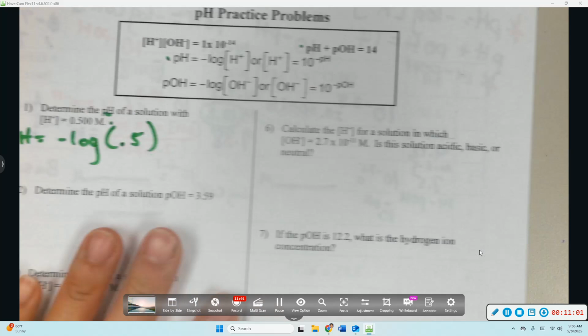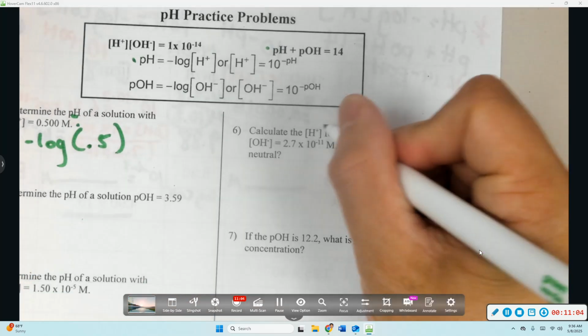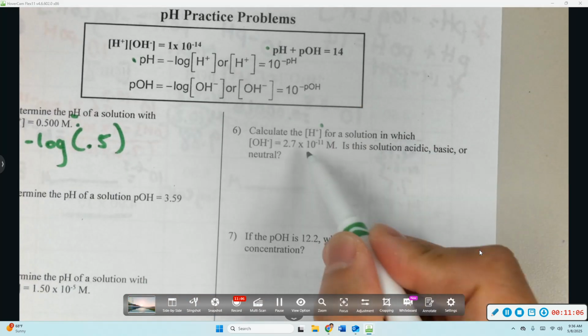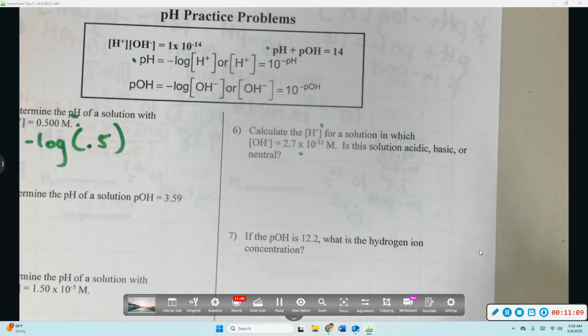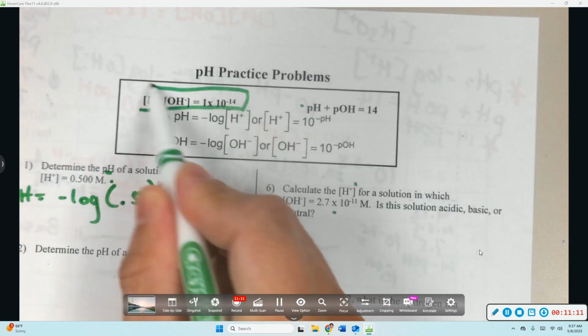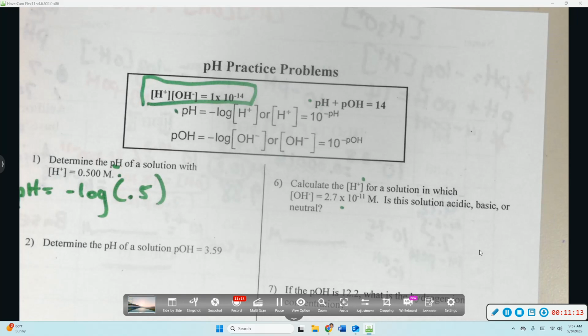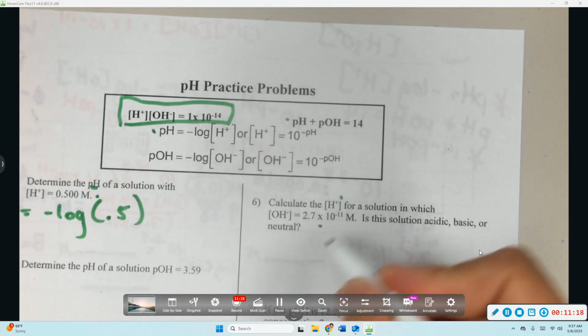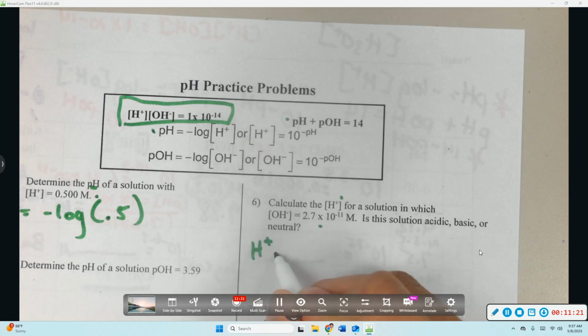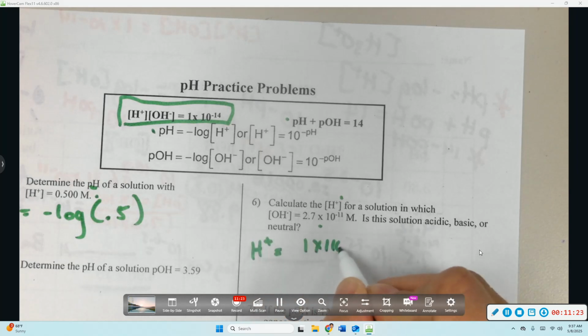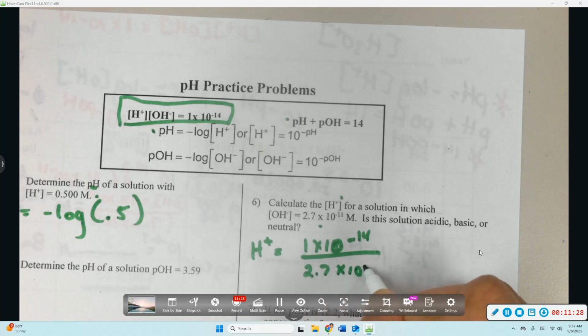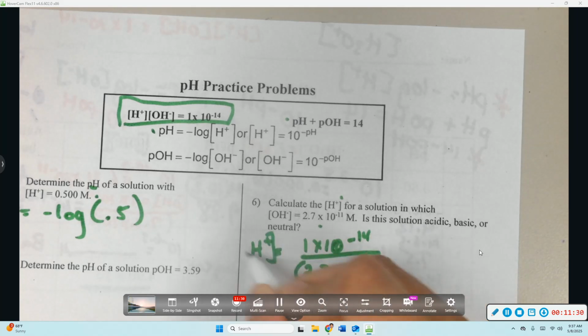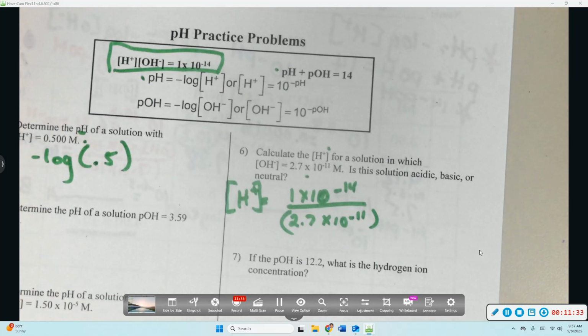So since we're at number 6 here, we see number 6. Calculate the H plus. So we know you need H plus, and you have OH. Then that's the one where you'll use this equation, because that's one way to do it. That's the direct way to do it. So H plus is equal to 1 times 10 to the negative 14 divided by the OH, 2.7 times 10 to the negative 11. Make sure you put the bottom in parentheses so that it follows the order of operations, okay?